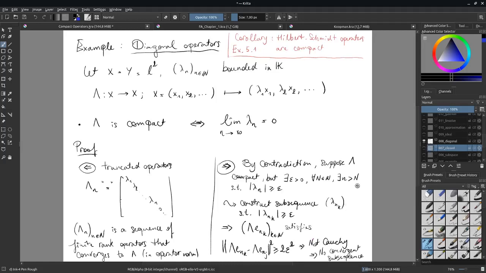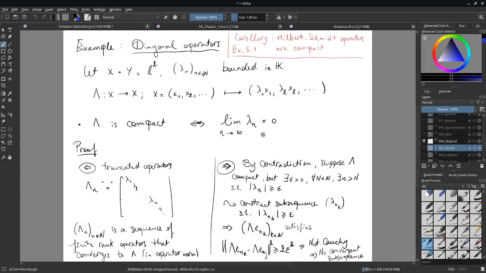So to give an example of such convergence, let's take again ℓ2 of square summable sequences and take some λn that is bounded in our field. And as we did before in many exercises, we define the diagonal operator that takes an x, x1, x2, etc., and just multiplies it by the terms of lambda. So we have λ1x1, λ2x2, λ3x3, etc. And for this operator to be compact, it's equivalent to show that the limit of the λn has to be 0.